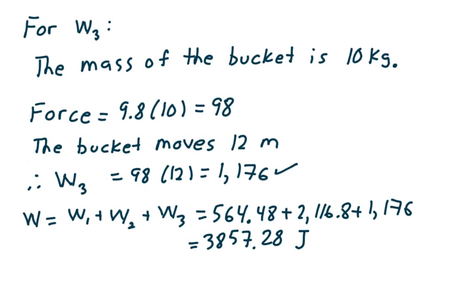And so we get 564.48 plus 2,116.8 plus 1,176 for a grand total of 3,857.28, and the units for this work is joules, right here. And that'll conclude this video for the leaky bucket problem.